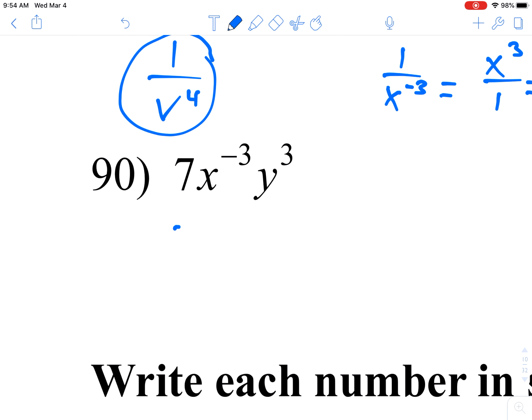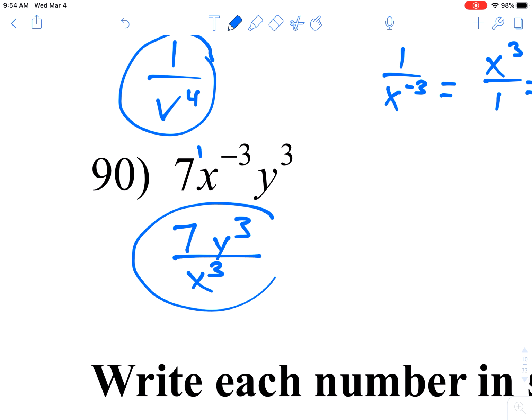So again, 7's positive. It's got a positive one there, so it stays on top. X has got a negative exponent, so we're going to move it to the bottom. And then y is already positive, so we just leave it right where it is. This is simplified as far as you can go.